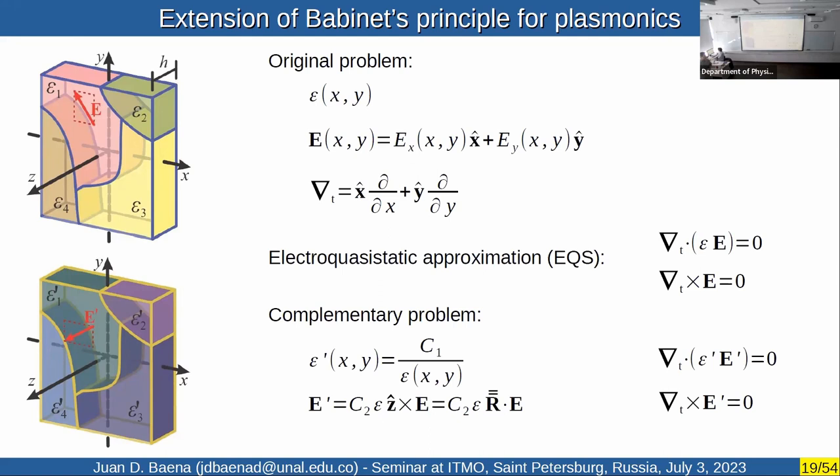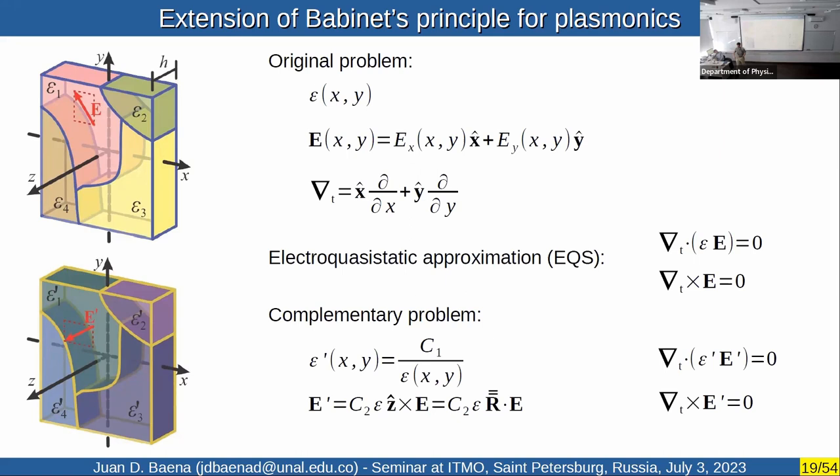And I was very curious when it is violated, when it is not, and also if it is not violated, why? Anyway, let me show you some relatively easy theorem. This is not the exact theorem, this is a very approximated theorem. Let's assume two geometries like this. It could be the original one and the complementary one. In the original problem, I have some permittivity. Actually, you see, I'm considering a two-dimensional problem.